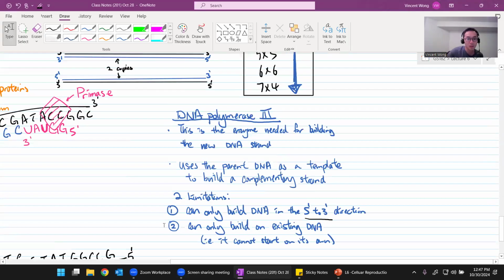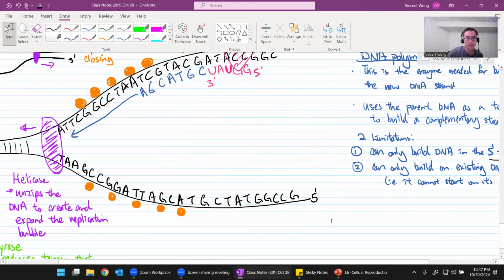Mm-hmm. Okay. So take a look here, take a look here on the other strand now. The primase is gonna come and it's gonna do a few nucleotides. A, U, A, right? C, G, G. Yeah.